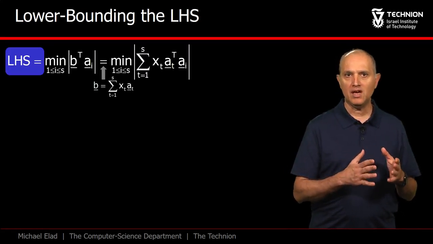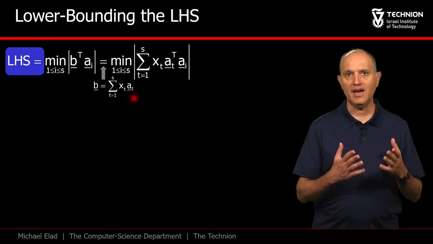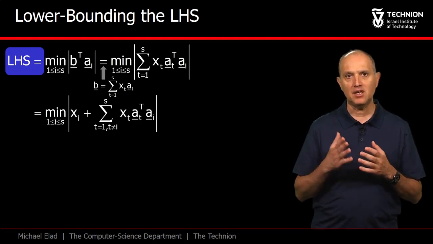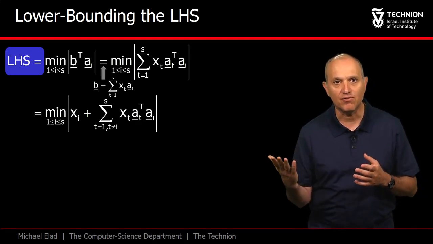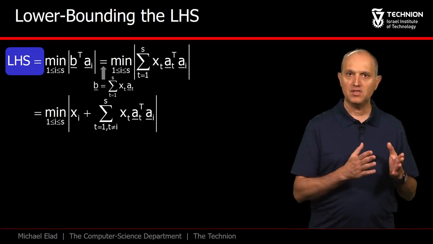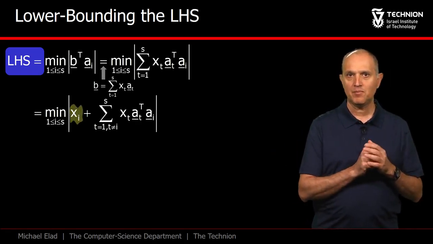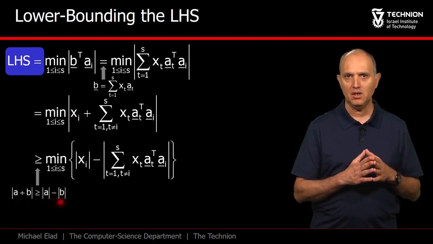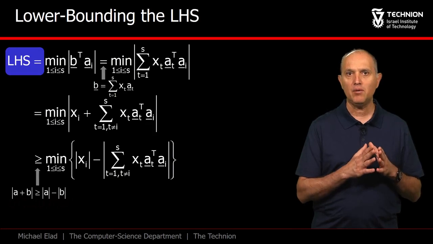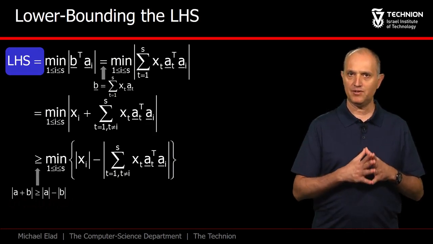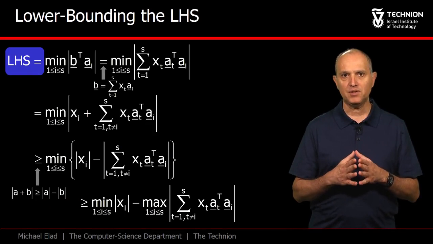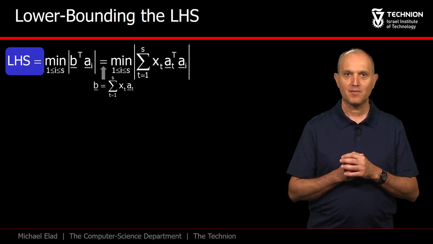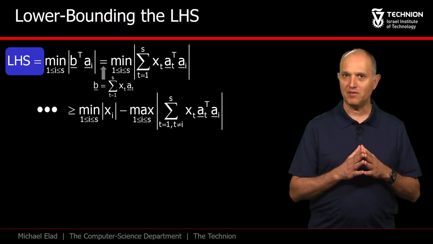We start by plugging in the identity of b as a weighted sum of the atoms in the support. In the resulting summation, t equals i implies that an inner product is between an atom and itself, which is simply 1. We move this element outside of the summation, being simply xi. Relying on the reverse triangle inequality, we get that the left-hand side is lower bounded by the minimum over this difference. We can further lower bound this difference by applying a minimum over the first term and a maximum over the other. We are nearly done. Here's what we got so far.